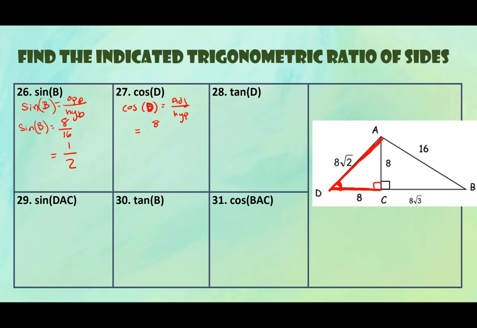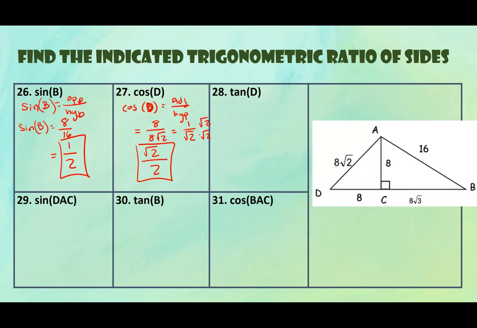So we have 8 over 8√2, which reduces down to 1 over the square root of 2. But you all know that we cannot have a radical in the denominator, so we're going to rationalize it. We multiply the top and the bottom by the square root of 2. When you do that, you get the square root of 2 over root 2 times root 2, which is just 2. So this is our answer: root 2 over 2.